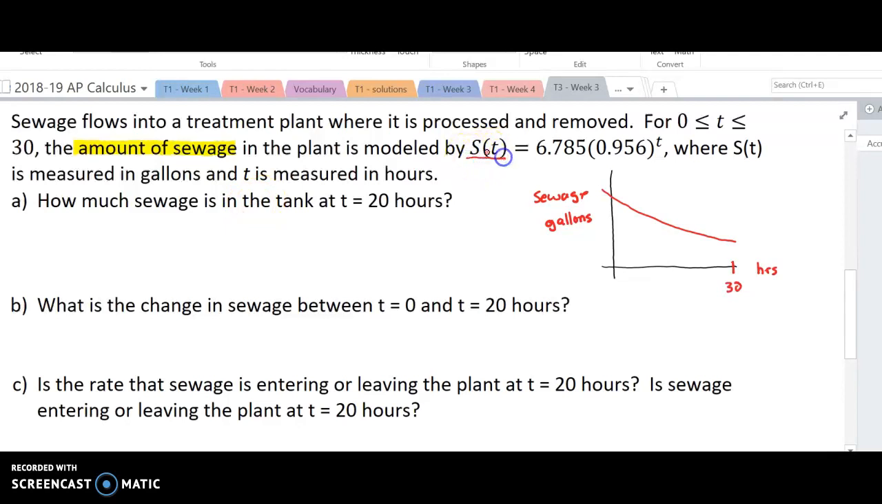Well, this S of T is measured in gallons. So at 20 hours, S of 20 will be the amount, and it'll be 6.785 times 0.956 to the 20, or 2.759 gallons. Notice the 3 decimal places with my answer for all of these calculator problems.